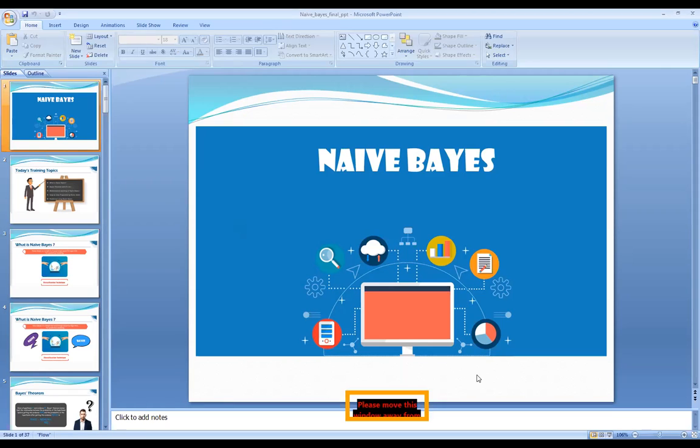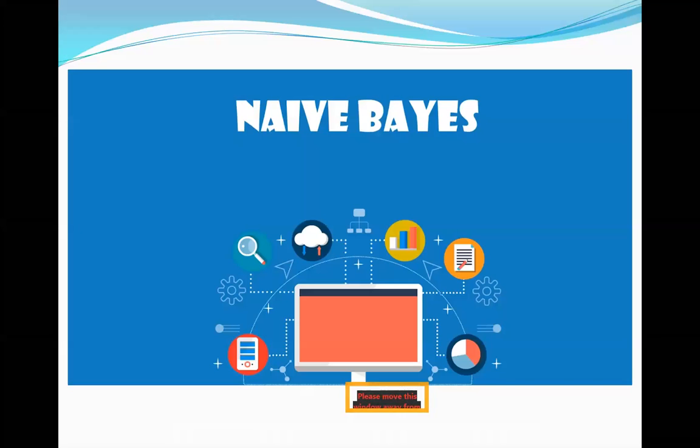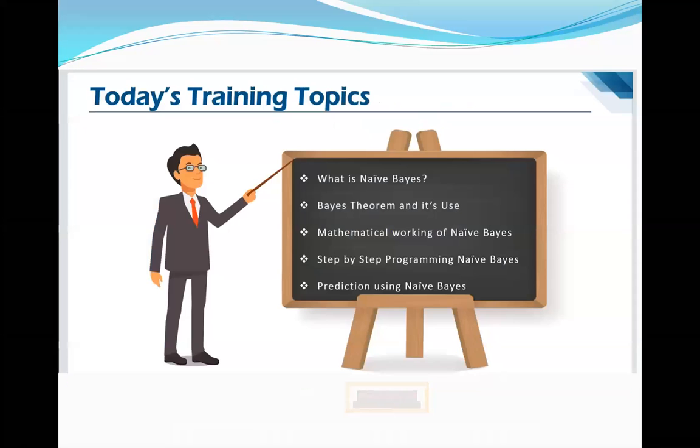First I try to cover naive Bayes classification, and then I slowly move on to principal component analysis, that is your dimensionality reduction, right? In this session, first we will see what naive Bayes is and the naive Bayes theorem, the mathematical working of naive Bayes, then step by step the programming concept, and then how naive Bayes is used for prediction applications or classification applications.